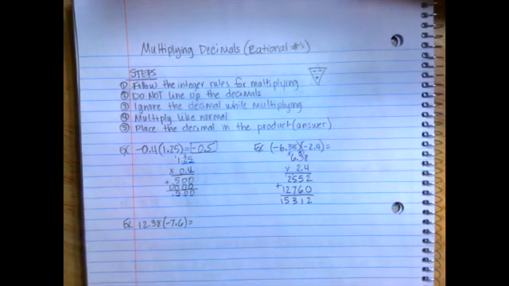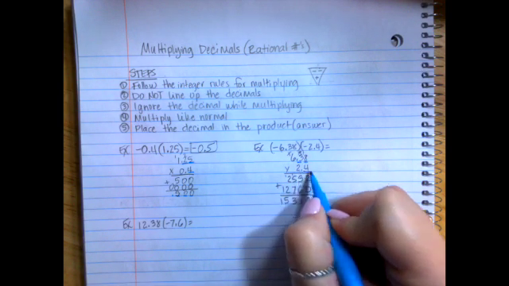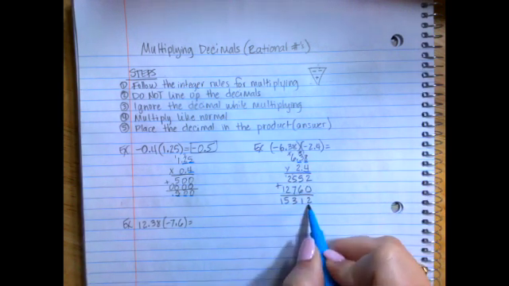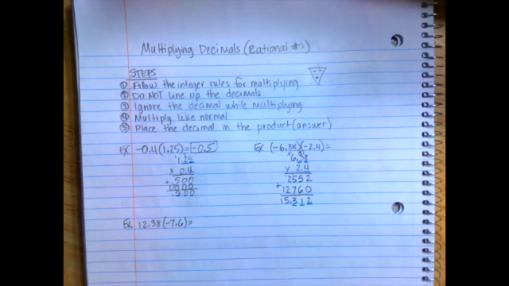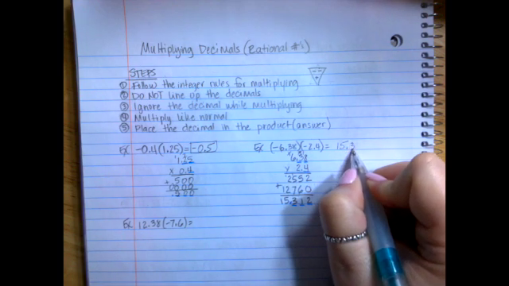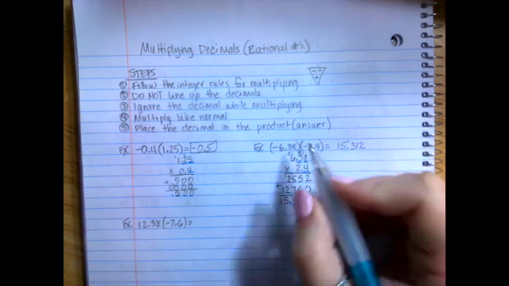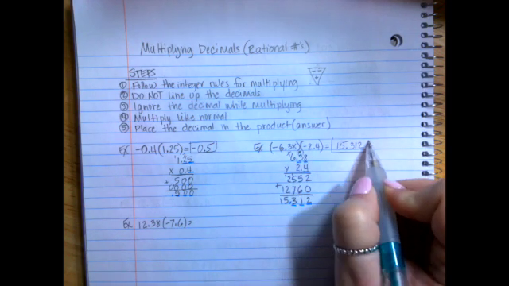Now, again, go see how many numbers are behind the decimal in your problem. 1, 2, 3. Again, 3. So go over 3. 1, 2, 3. Place your decimal point. So I end up with 15.312. A negative times a negative gives me a positive. So there's my solution.